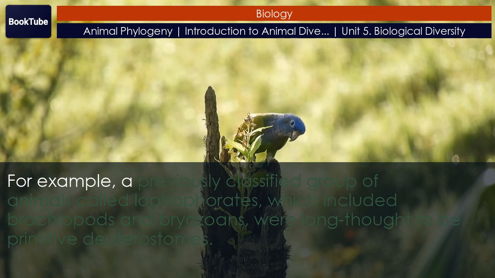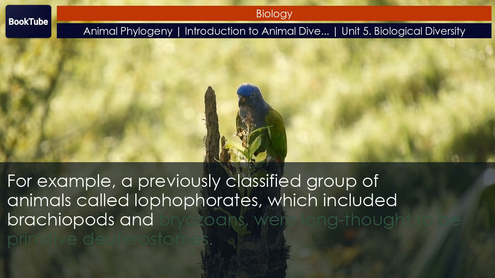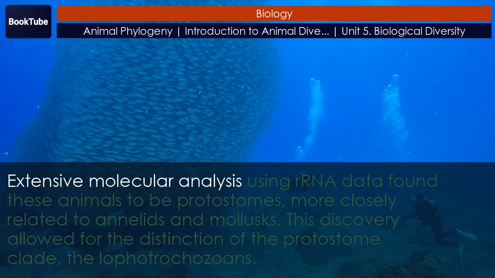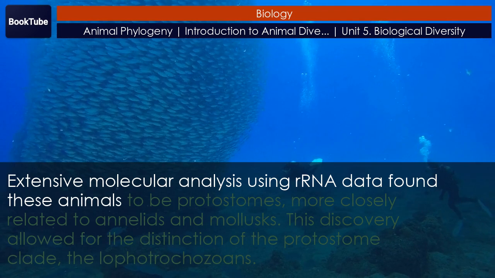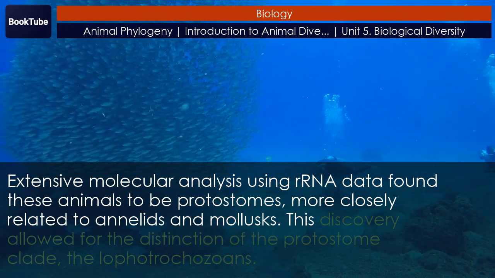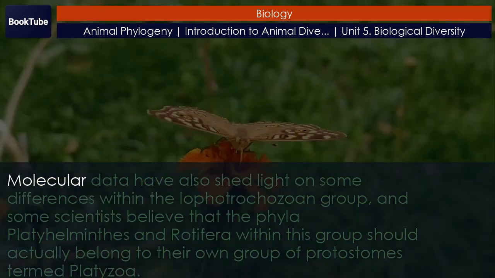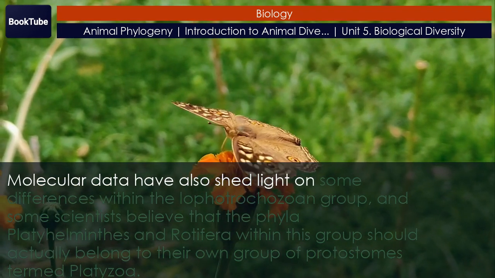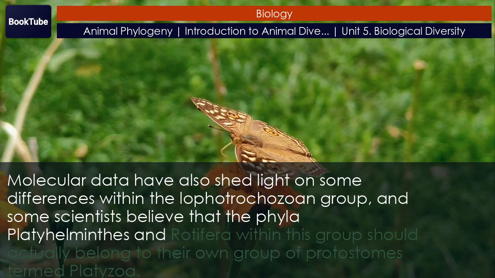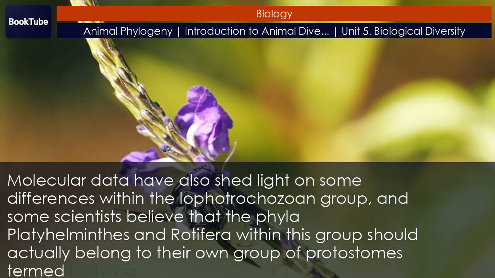For example, a previously classified group of animals called lophophorates, which included brachiopods and bryozoans, were long thought to be primitive deuterostomes. Extensive molecular analysis using rRNA data found these animals to be protostomes, more closely related to annelids and mollusks. This discovery allowed for the distinction of the protostome clade. The lophotrochozoans. Molecular data have also shed light on some differences within the Lophotrochozoan group, and some scientists believe that the phyla Platyhelminthes and Rotifera within this group should actually belong to their own group of protostomes termed Platyzoa.